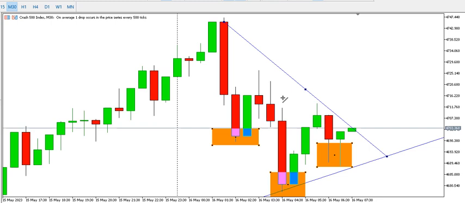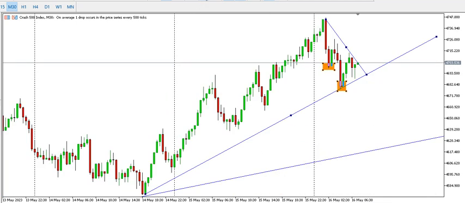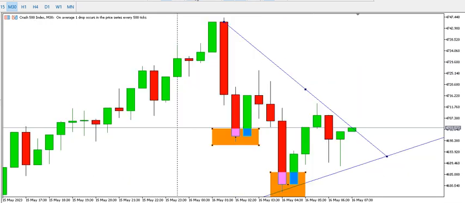Let's look out for the neckline. Where's our neckline gonna be? The neckline is gonna be something like this. So a break of this neckline, and a retest of it, as it is currently trying to break it, and a retest of this neckline to go up, then we might join the overall bullish trend. Okay, that's that on the 30 minutes time frame.